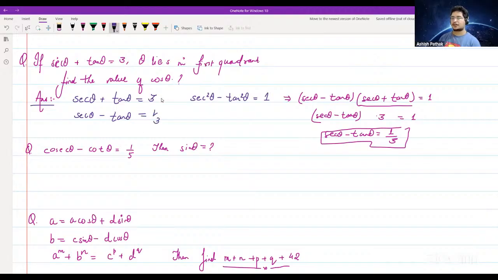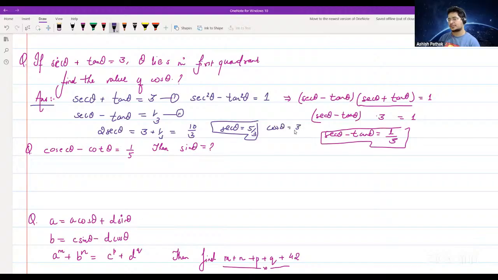Now, this is the first equation. This is the second equation. If you add, you will get 2 sec theta, which is equal to 3 plus 1 over 3, which will become 10 over 3. So sec theta is equal to 5 over 3. So what is the value of cos theta from here? 3 over 5.